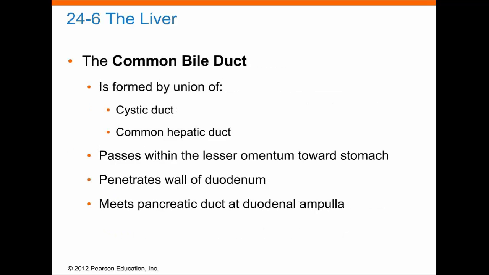The common bile duct is formed from a union of the cystic duct and the common hepatic duct, and it passes through the lesser omentum towards the stomach, and it penetrates the wall of the duodenum, where it meets the pancreatic duct at the duodenal ampulla.